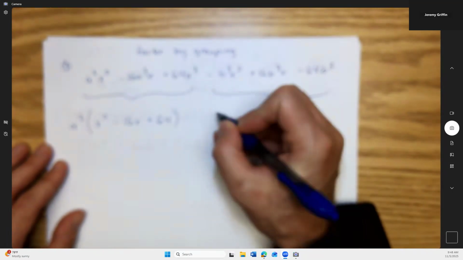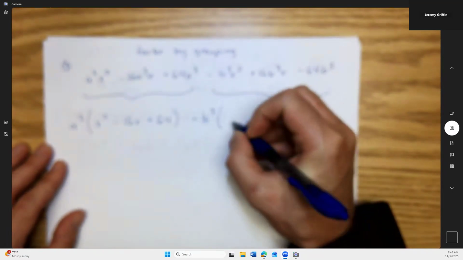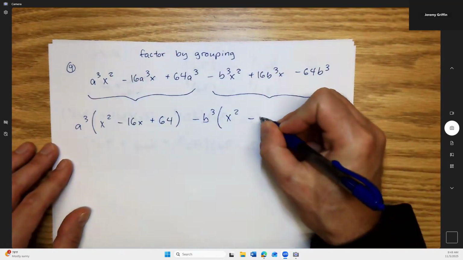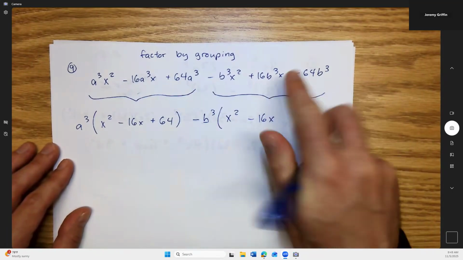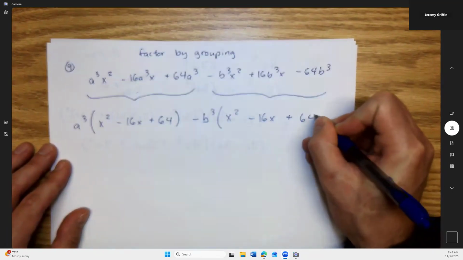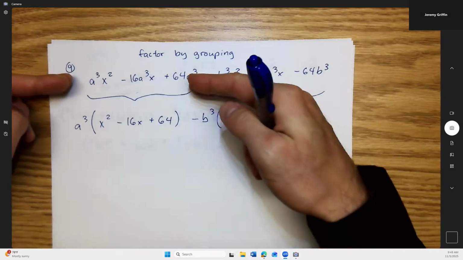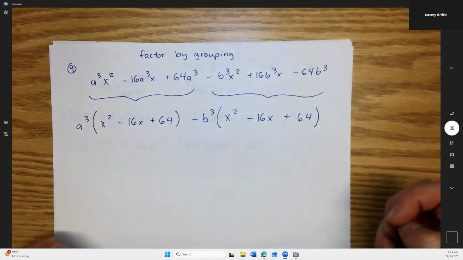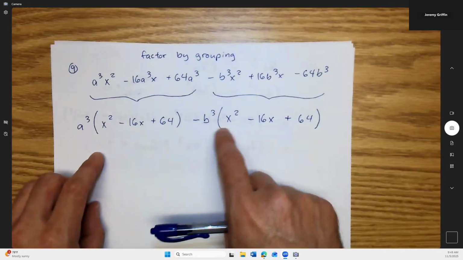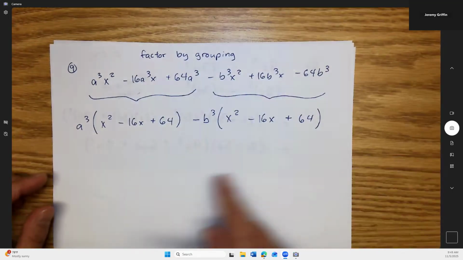I'm just going to factor out not b cubed, but a negative b cubed. And then what is left behind is a positive x squared. And then this sign actually changes to negative 16x. You like that? And then this would go back to plus 64, like that. Is that okay? Like this is equal to this, and this is equal to this. Do you guys see that? If you're ever not sure, you can always check your work by distributing back and working backwards, and it should match the original statement. So I think this is all correct.